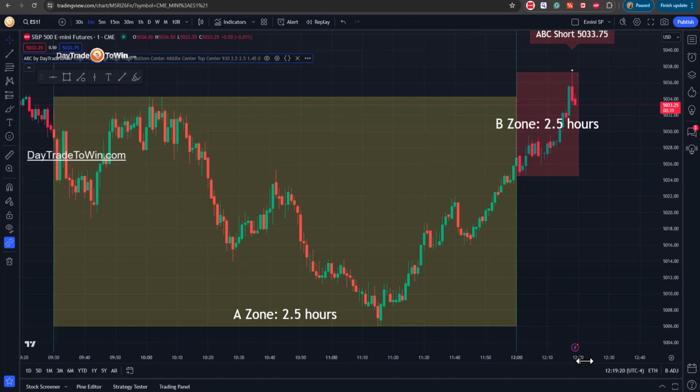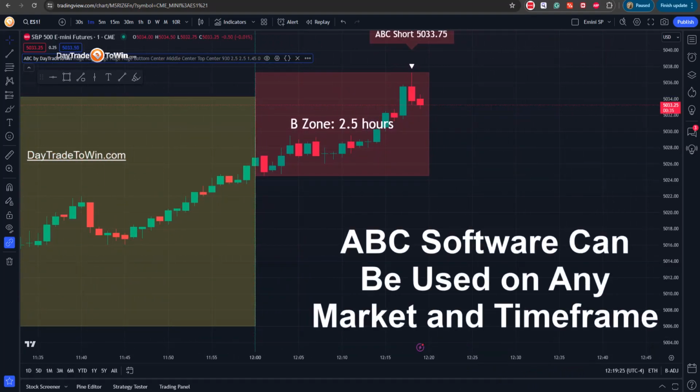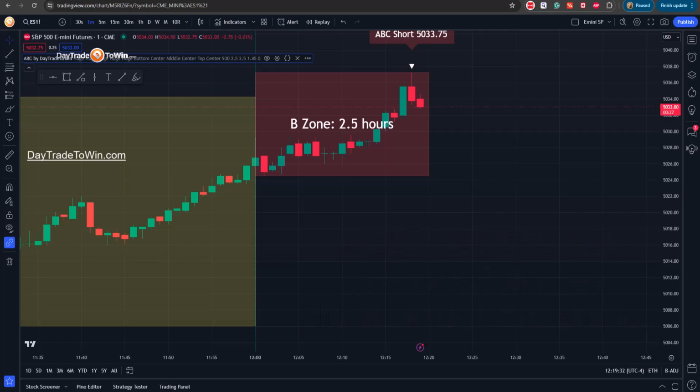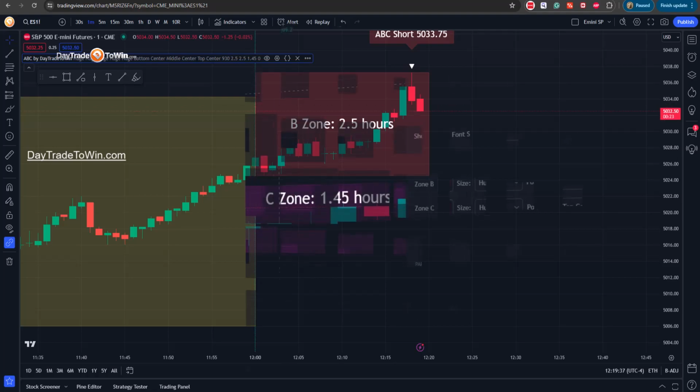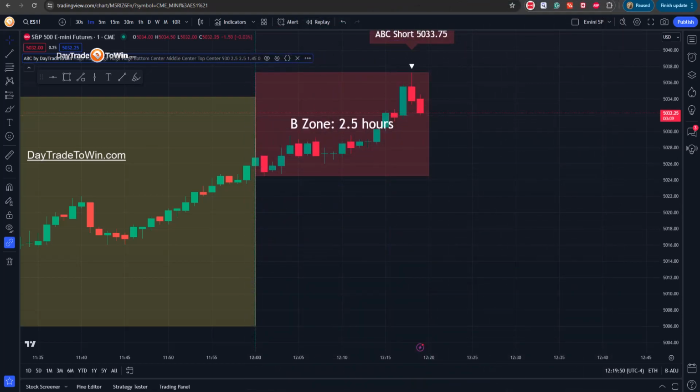Now the zone is based on, if you're looking at the E-mini S&P, and you can use this with other markets too, with stocks, with currencies and Forex, but we're looking at the E-mini S&P. Each zone is 2.5 hours. Again, the software allows you to dictate how much time you'd like to have for each area based on the market. Typically for the E-mini, the NASDAQ, the Dow, it's 2.5 hours for the A part of the day, and now we're in the B part of the day, which is also 2.5 hours, and it's indicating to go short.